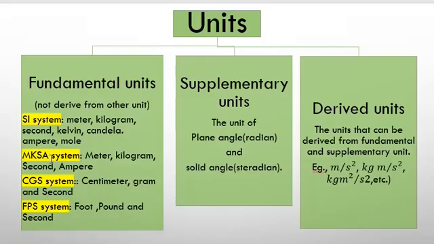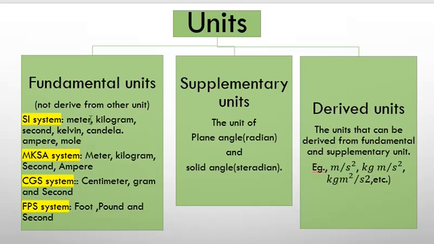Now we have to define units. Most quantities have units, but some quantities may not have units, because some constants have none. Units are defined in three categories: fundamental units, supplementary units, and derived units. The units of the fundamental quantities we already discussed are fundamental units, and they are not derived from other units.